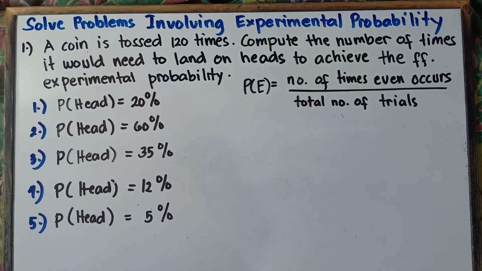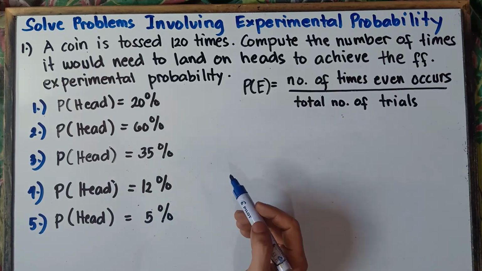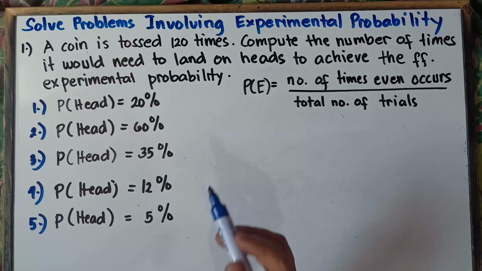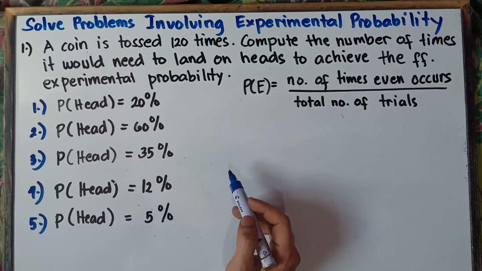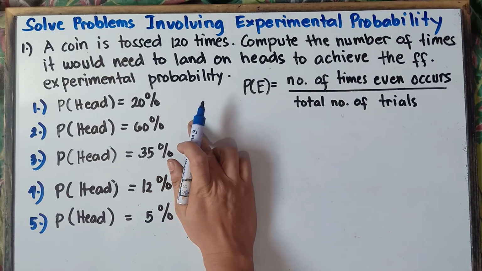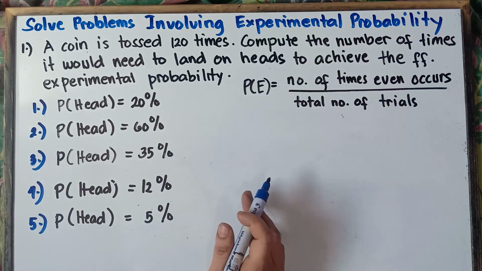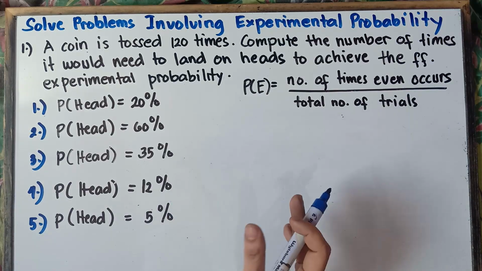Alright, so let's start with example number 1. A coin is tossed 120 times. Compute the number of times it would need to land on heads to achieve the following experimental probability. In this given example, class, we have the given probability, but we're looking for the number of times the coin must land on heads. Therefore, we're looking for the number of heads.